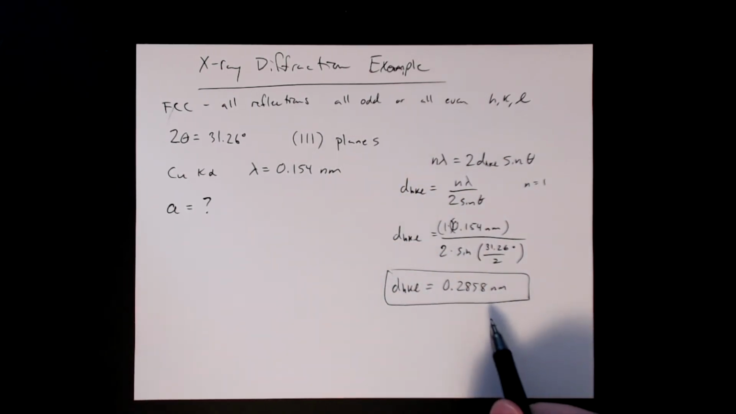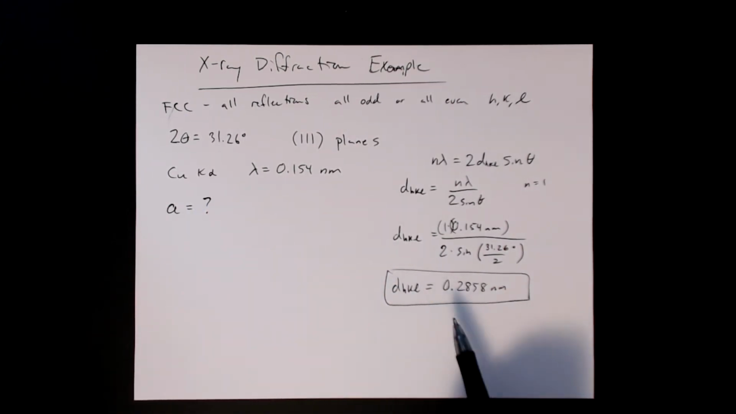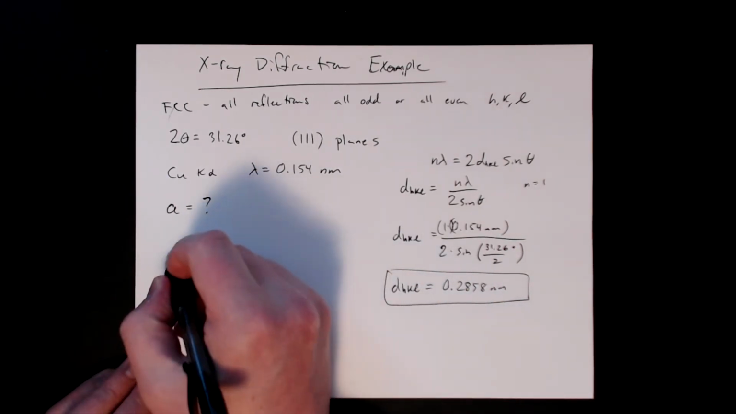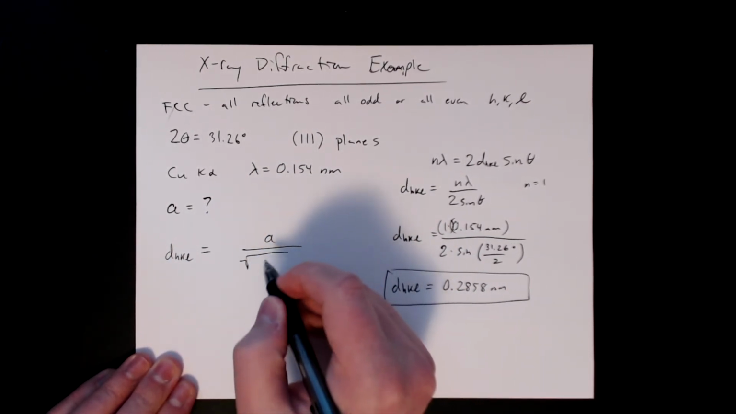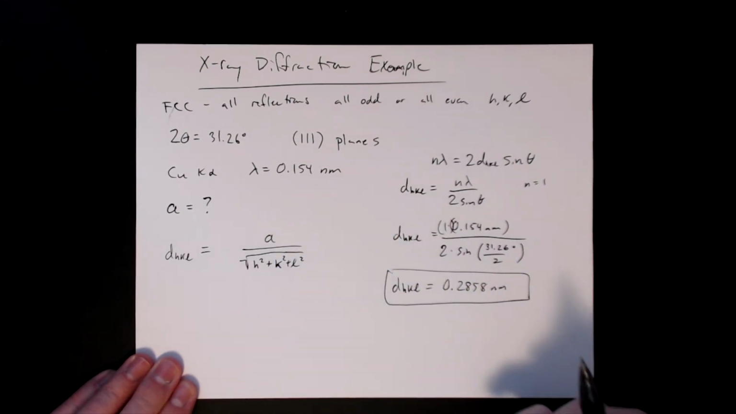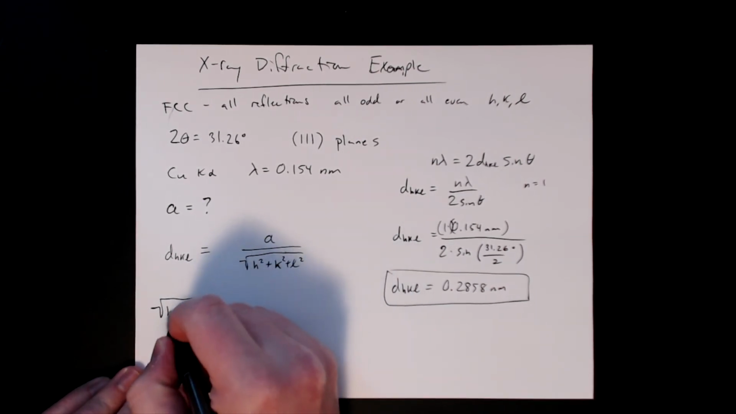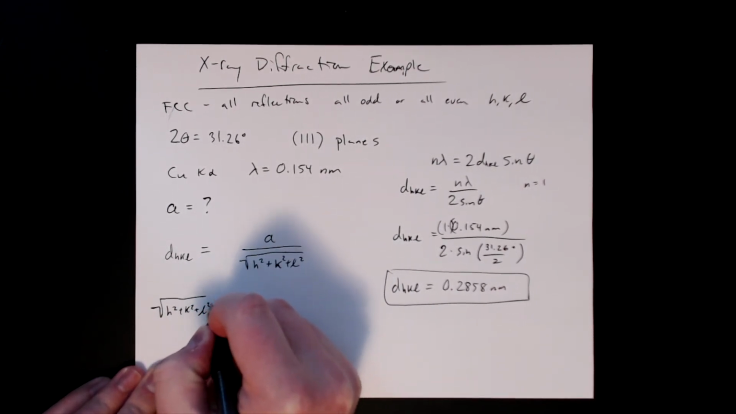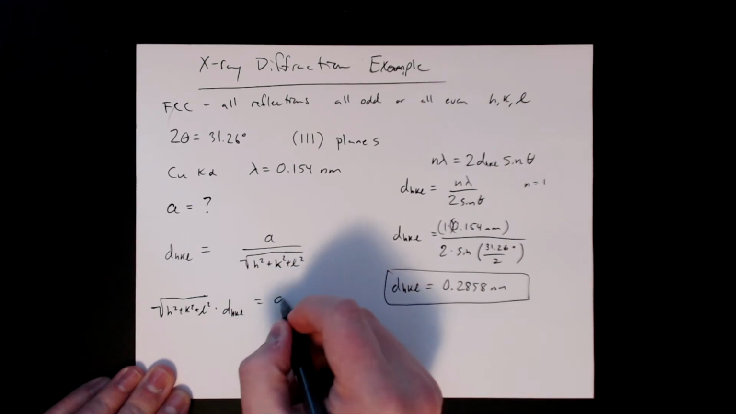So that's the first part. We know that, but it's actually asking for a, right? We just have d right now. Okay, so that brings us to our second expression. From a previous slide, we saw that for the cubic system, d_hkl equaled the lattice parameter over the square root of h squared plus k squared plus l squared, right? That was an expression we saw earlier. So if we want to solve for a, we can multiply this term by d_hkl, which we just calculated. And that will give us a.